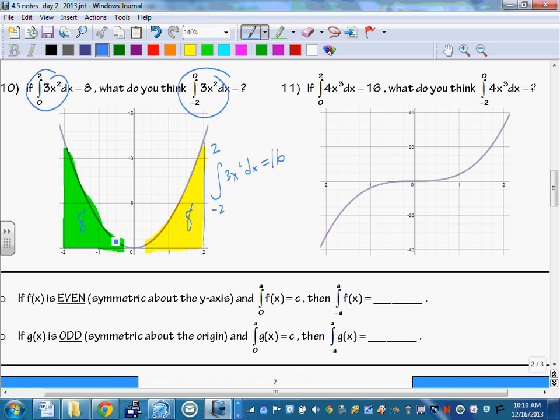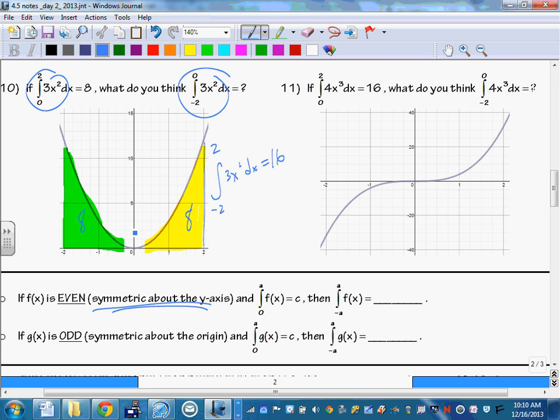Well, the reason we know that this one's going to be 8 is this parabola is symmetric about the y-axis, right? Same on both sides of that vertex. So we can figure out that that's going to be 8 if this is 8. Being symmetric about the y-axis means that it's an even function, right? Even function means symmetric about the y-axis.